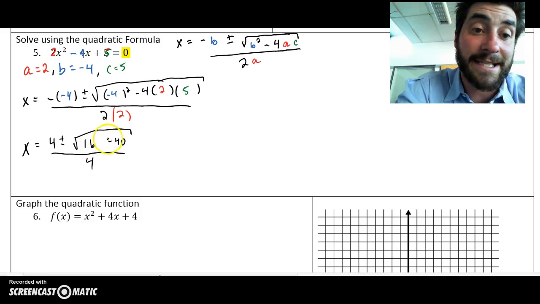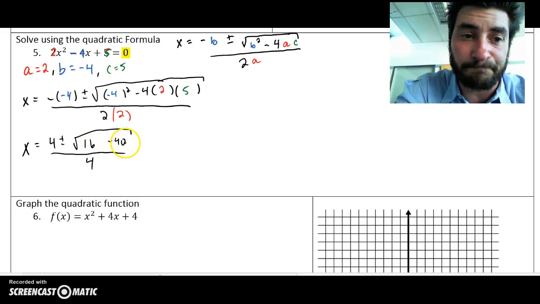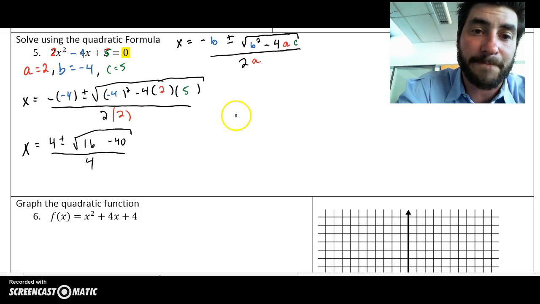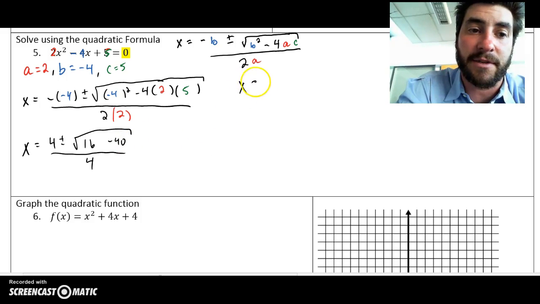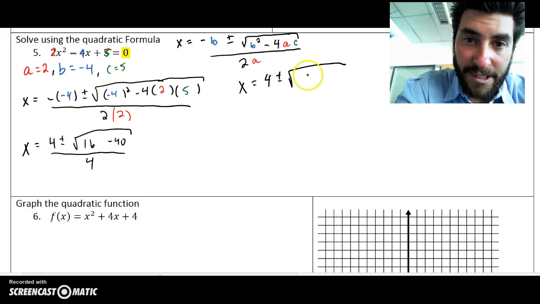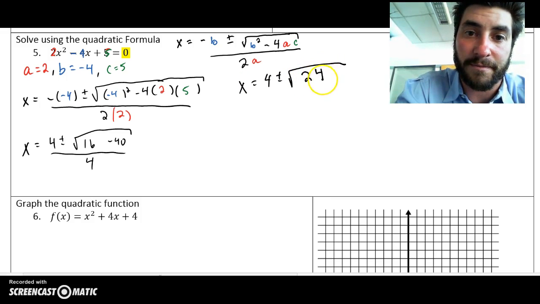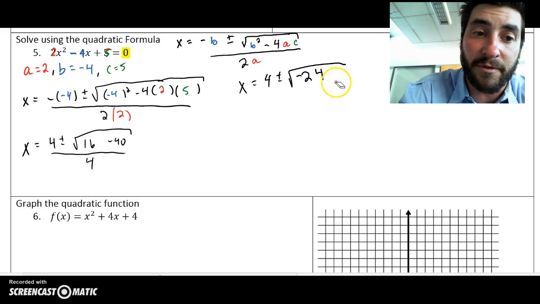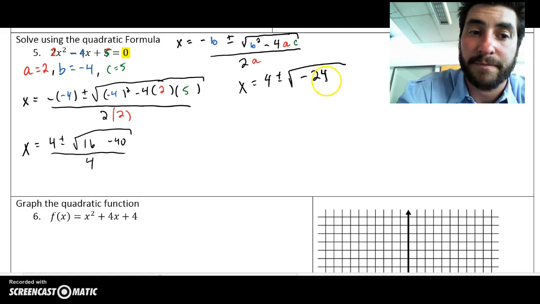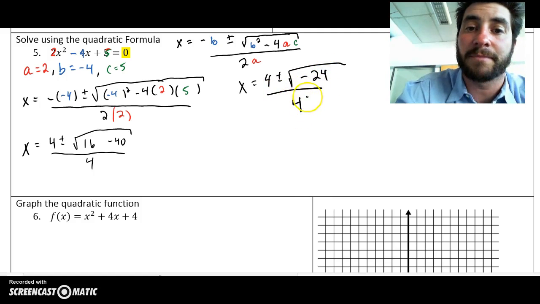Alright, 16 minus 40. Let's rewrite it up here. We've got x equals 4 plus or minus the square root of, what is that? It's 24. Oh, but it's negative 24. All divided by 4.